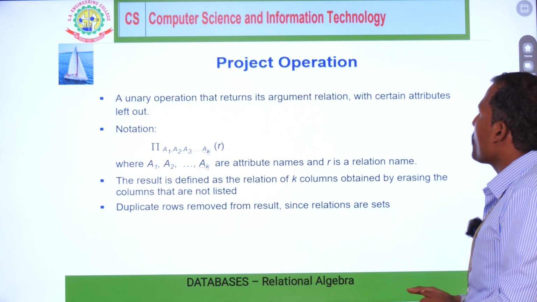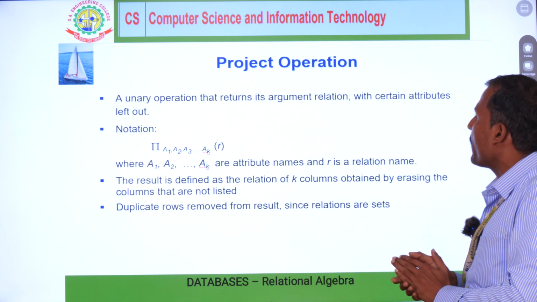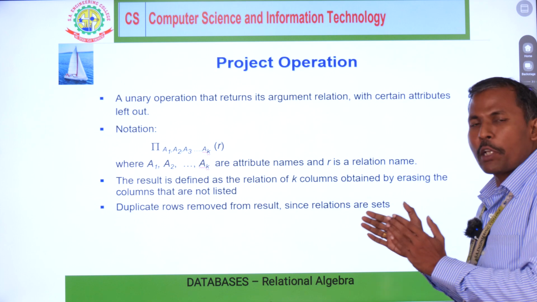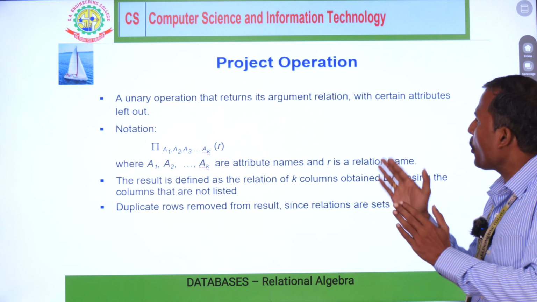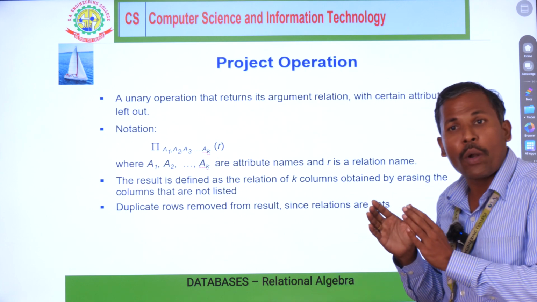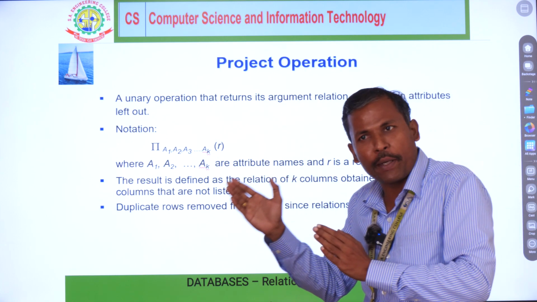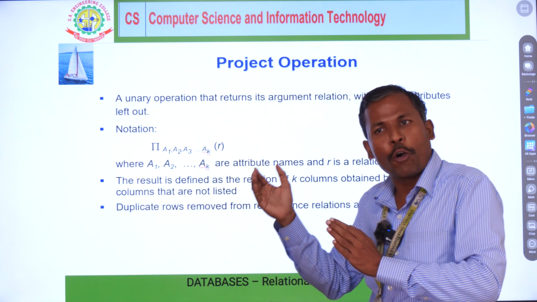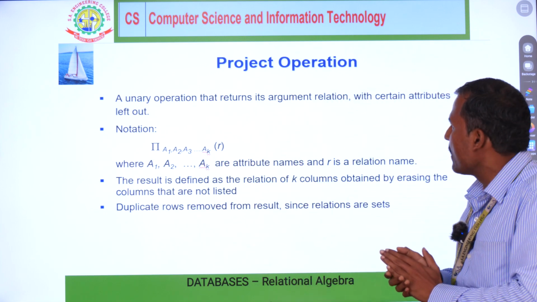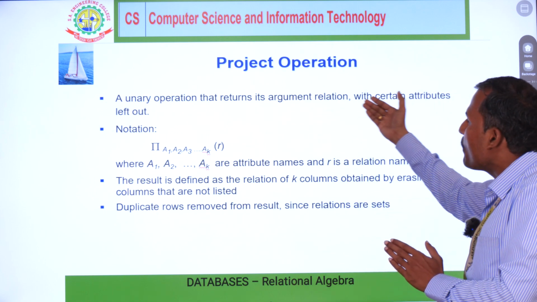The second relational algebra operation to be dealt with is the project operator. So what is actually called the project operation? Project operation is a unary operation, which means that it involves one relation. Operations involving one relation are called unary operations. Select and project are unary operations. It returns its argument relation with certain attributes left out.